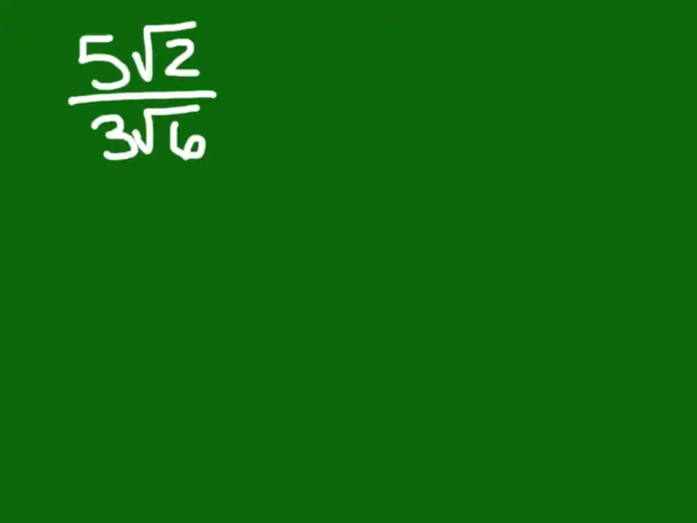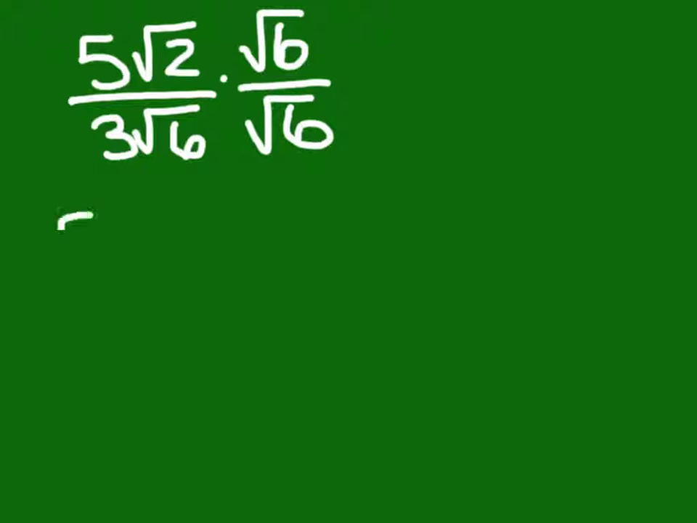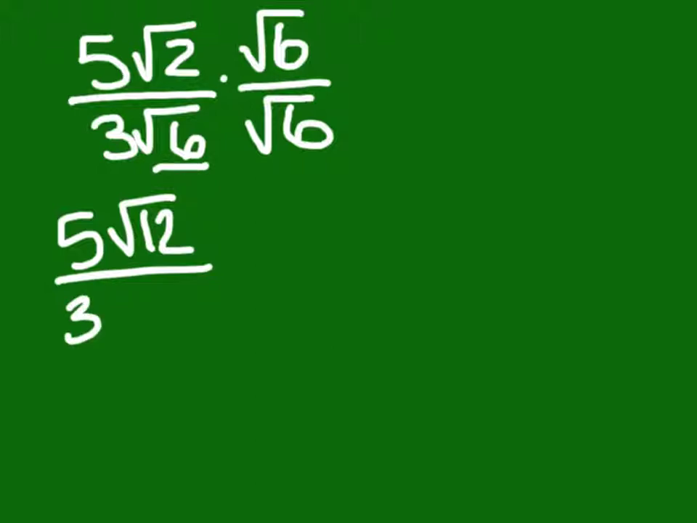So we have 5 radical 2 all over 3 radical 6. The same first step applies. You're just going to multiply by radical 6 over radical 6. So for the top part in this problem, you're going to get 5 radical 12 over, we'll keep the 3, and radical 6 times radical 6 is just 6.